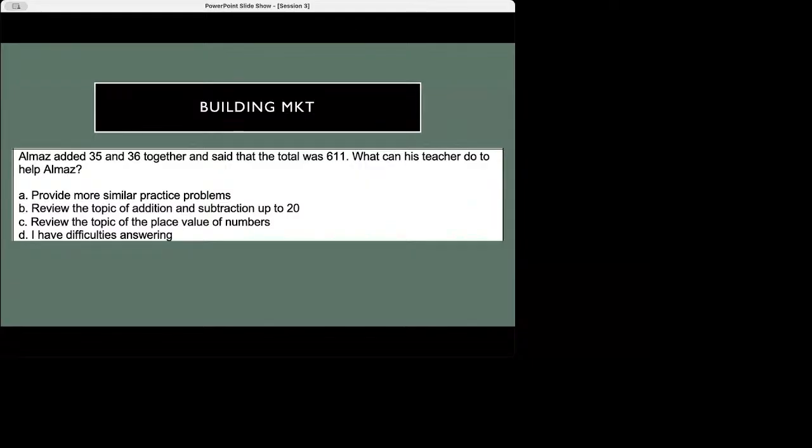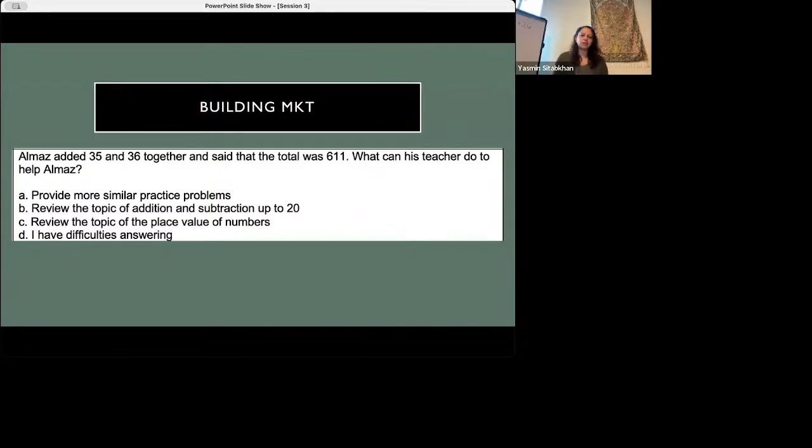Thank you. Very clear explanation. Very, very clear. Thank you. Exactly. We can obviously see what the child did wrong. They didn't regroup. They didn't carry over, and the teacher should review place value. Maybe they should use bundles and sticks or something like that. Elizabeth?